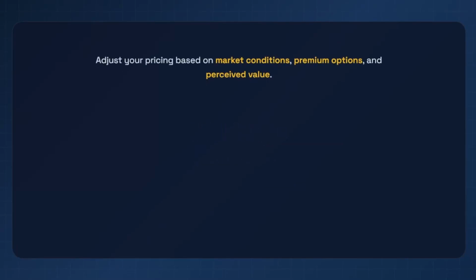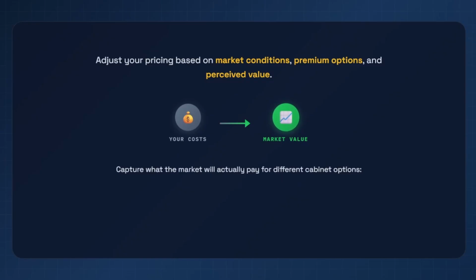In Quickbid, markups allow you to adjust your pricing based on market conditions, premium options, and perceived value. Rather than just covering your costs, markups help you capture what the market will actually pay for different cabinet options and configurations.